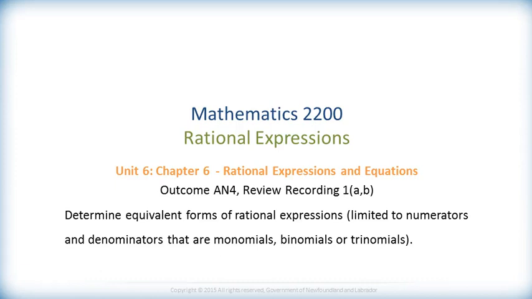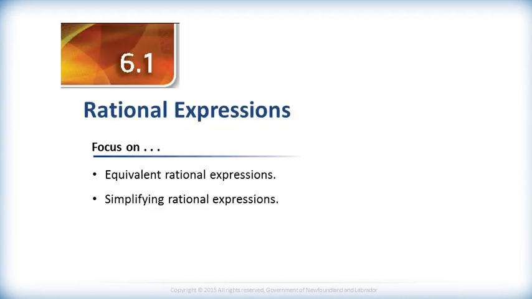This is review recording 1A and B to accompany instructional recordings 1A and 1B for Unit 6, Chapter 6, Section 6.1 of Mathematics 2200. We'll do a couple of examples on equivalent rational expressions and simplifying rational expressions.